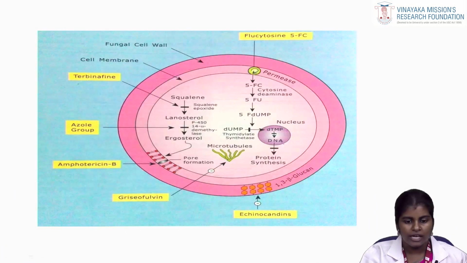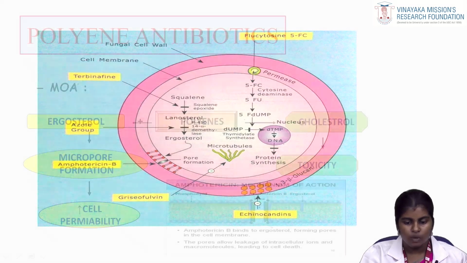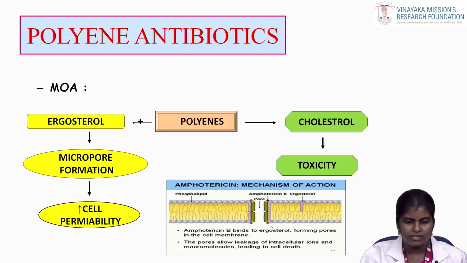So moving on to mechanism of action, squalene is converted to lanosterol with the help of squalene epoxidase, and finally it is converted to ergosterol with the help of 14 alpha demethylase. Finally, it causes lysis of the cell wall. So coming to the first group of drugs, polyene antibiotics, amphotericin B. It is the prototype drug of polyene antibiotics.